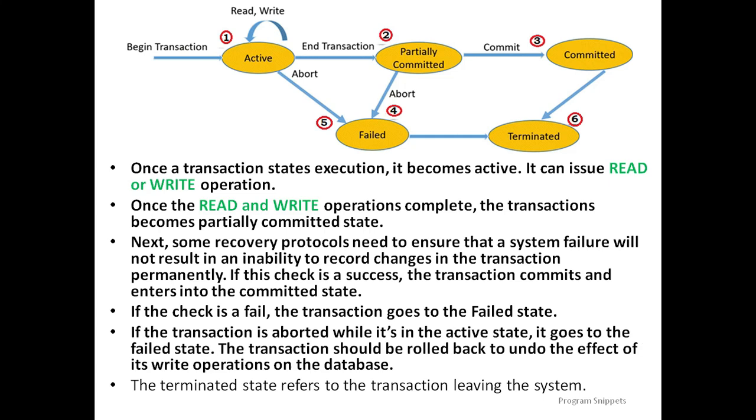If the transaction is aborted while it is in active state, it goes to the failed state. The transaction should be rolled back to undo the effect of its write operations on the database. The terminated state refers to the transaction leaving the system.